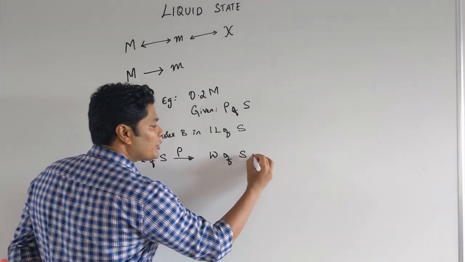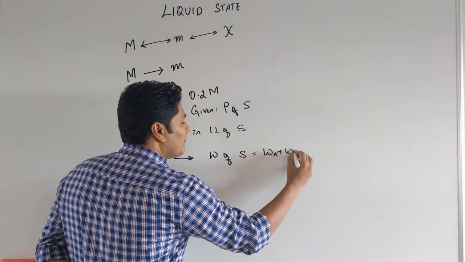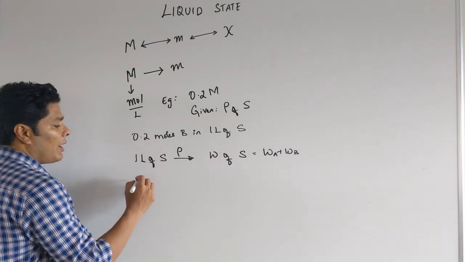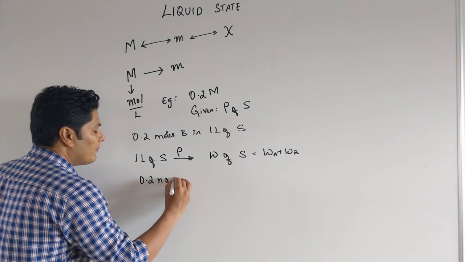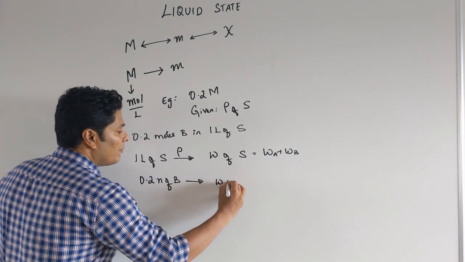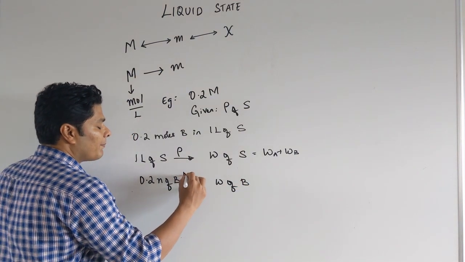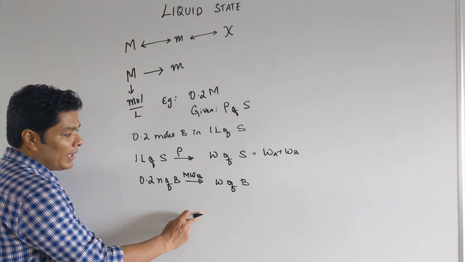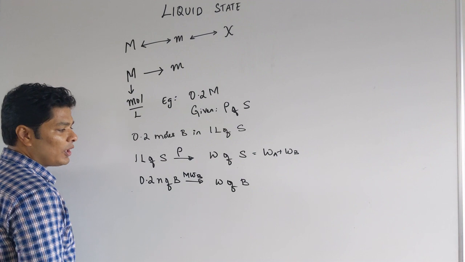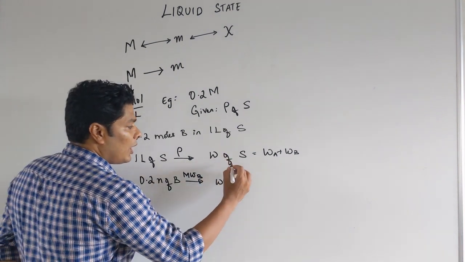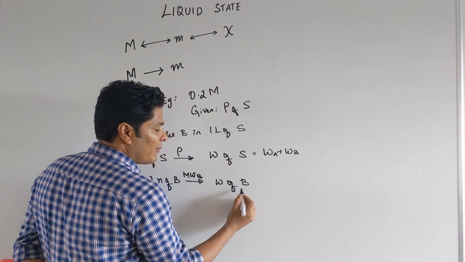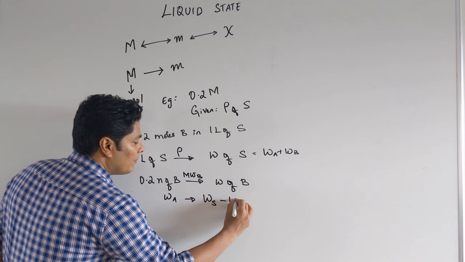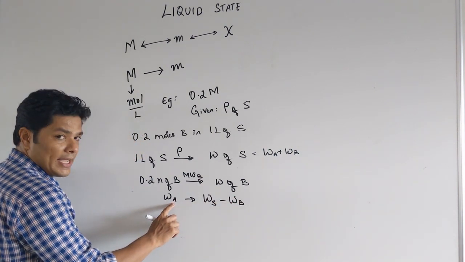Now what I have is the mass of solution, which is nothing but mass of A plus mass of B. I also know I have 0.2 moles of B. Can you convert this to mass of B using the molar mass of B? Moles equals mass over molar mass, so mass equals moles times molar mass. So I know my mass of B. I know my mass of A plus B and my mass of B. So mass of A is nothing but weight of solution minus weight of B. So I know the weight of A.